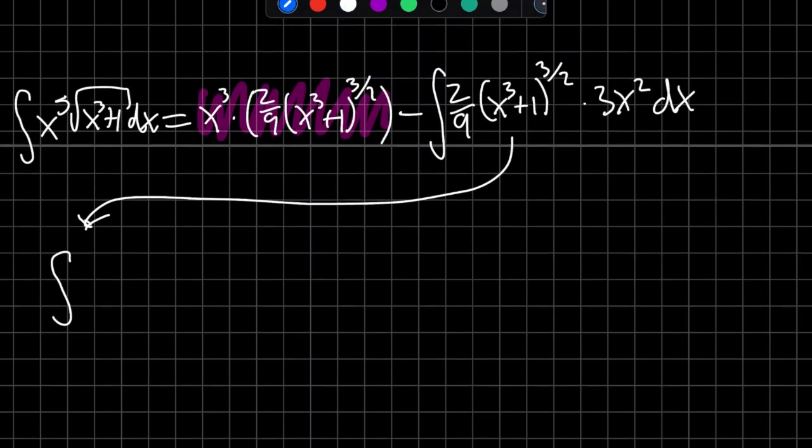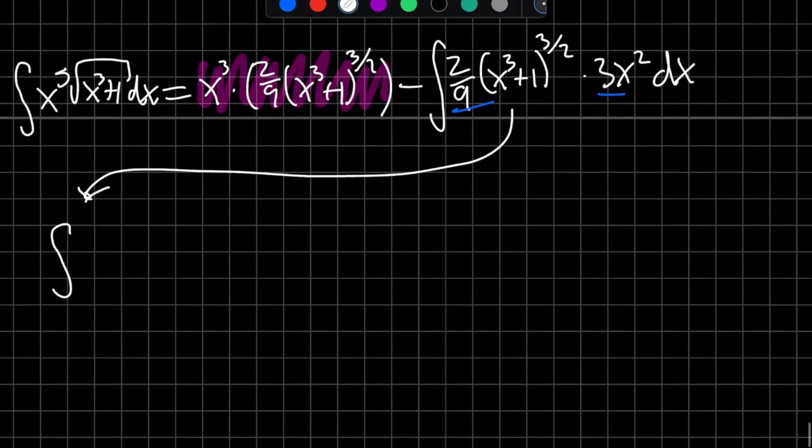So look, we have some coefficients, right? This 2/9 and this 3. Go ahead and bring that out completely. 2/9 times 3 is going to be 2 over 3, right? Then we have this x cubed plus 1 to the 3/2 power times x squared dx.